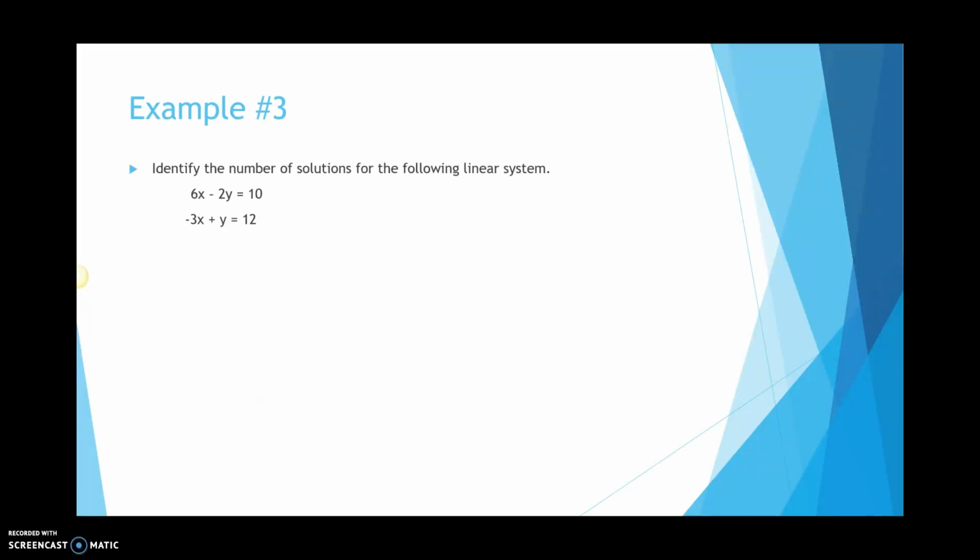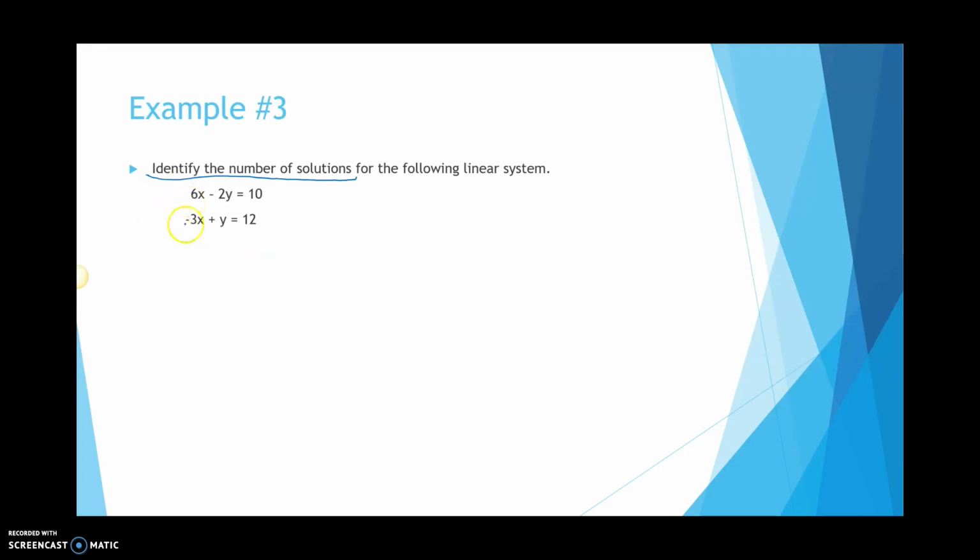Another way you might see some of the questions in this section is they are not going to tell you how many solutions it has; you are going to identify the number of solutions for the linear system. So now you're going to have to determine: are you going to use the graphing method, the substitution method, or the combination method? Here I have 6x minus 2y equals 10, and negative 3x plus y equals 12. It doesn't matter which method you use to get your answer. You would have to show your work and then answer the question.